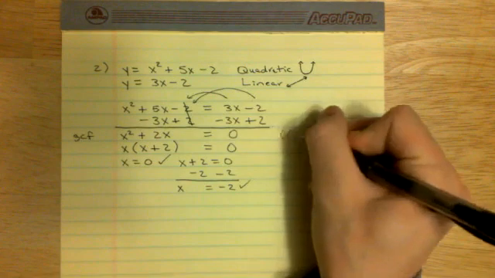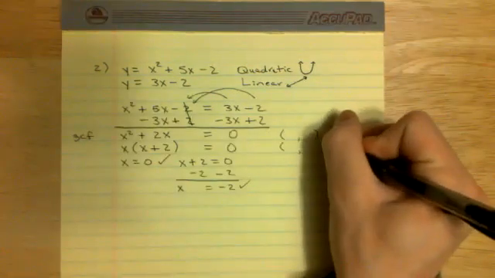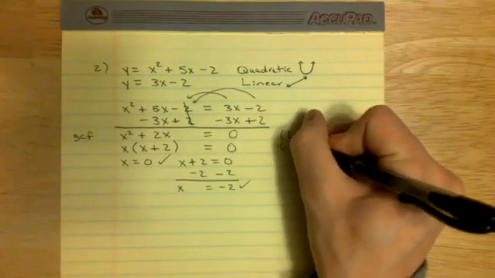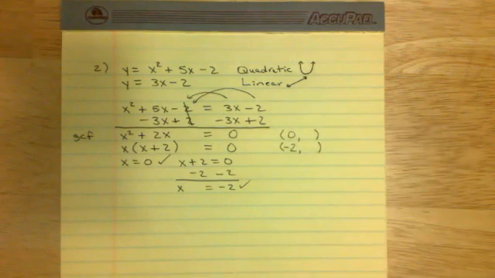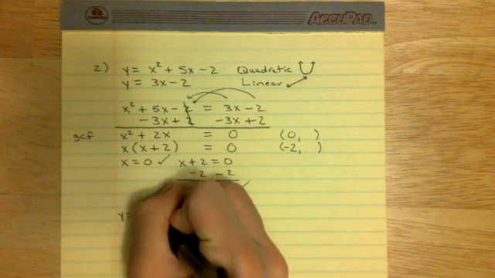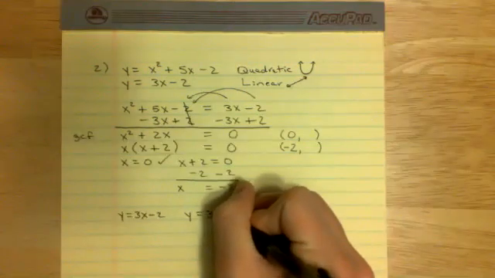Okay, so I'm going to have 2 ordered pairs, an x and a y and an x and a y. My x values are 0 and negative 2. And now we need to find the y values. So to find the y values, we need to take these x values and plug back in. I'm going to plug back into the bottom equation, y equals 3x minus 2. So I'll put one right here, and then we'll plug back in.